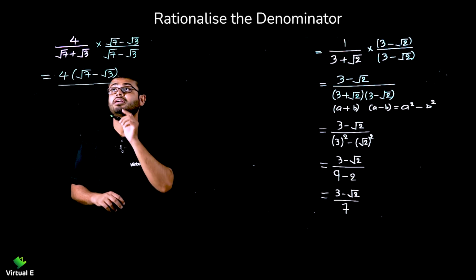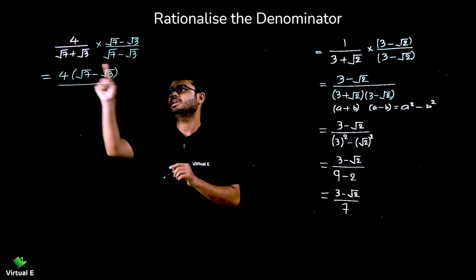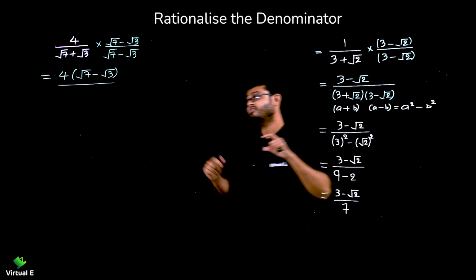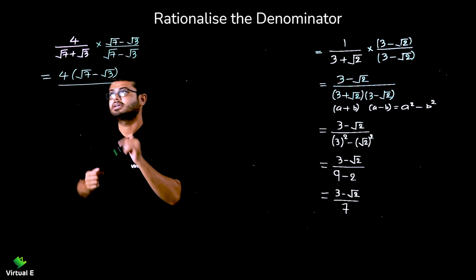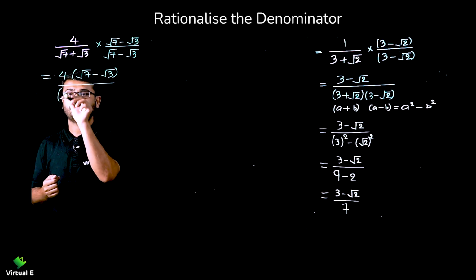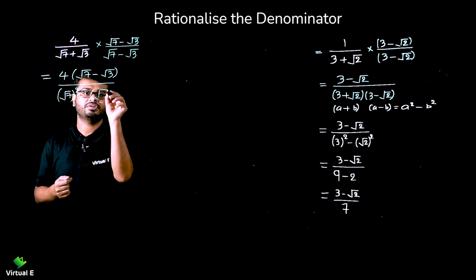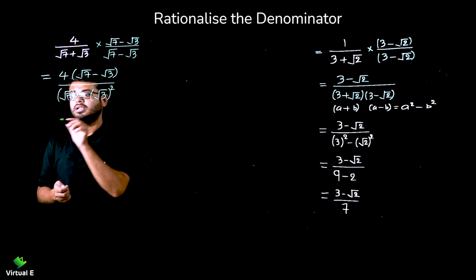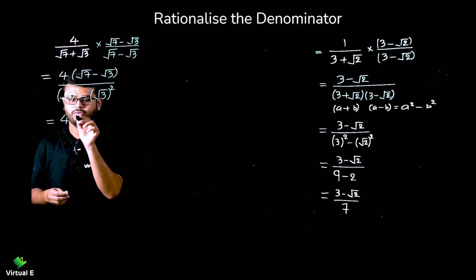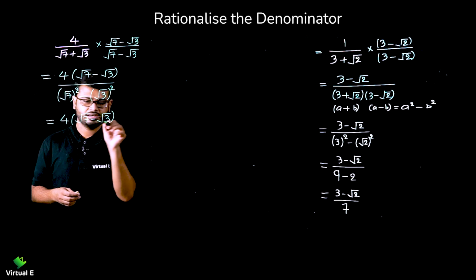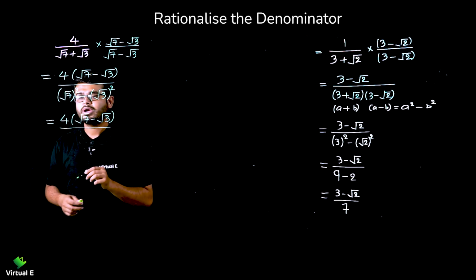And the denominator, like I told you, this is a plus b, a minus b, right? So far we have written something like this, but if you want to write directly, you can. That is, let's write square root of 7 whole square minus square root of 3 whole square as well. So here we have 4 into square root of 7 minus square root of 3.